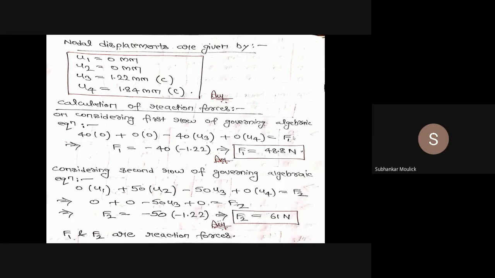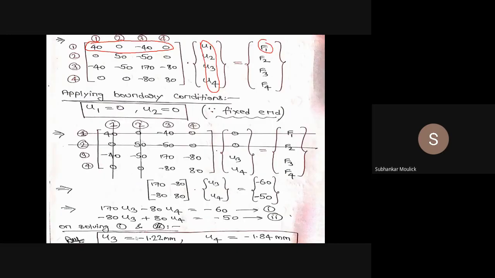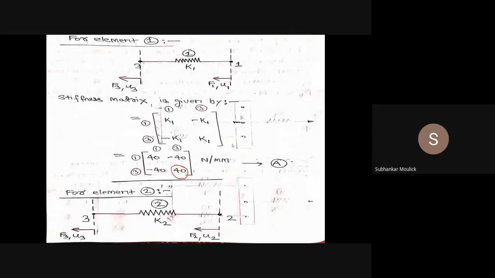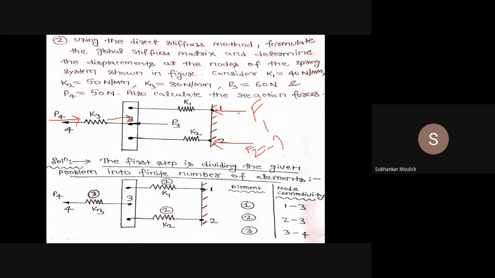So F1 is how much? Minus 40 into U3. U3 is how much? U3 is minus 1.22 mm. So F1 becomes minus 40 into minus of 1.22. So F1 is how much? It is 48.8 Newton. That means this reaction force F1 is 48.8 Newton.